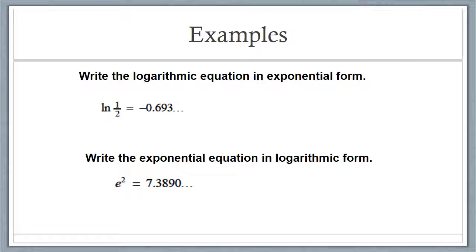All right, we're going to write this in exponential form. In other words, write it as its inverse. Pause the recording and give this a try. Resume to check your answer. This is very simply e to the negative 0.693 equals 1/2. Do the same thing with the second, only this time we're starting with the exponential and rewriting it as a log. And that gives us that the natural log of 7.3890 must equal 2, or in other words, log base e of 7.3890 equals 2.